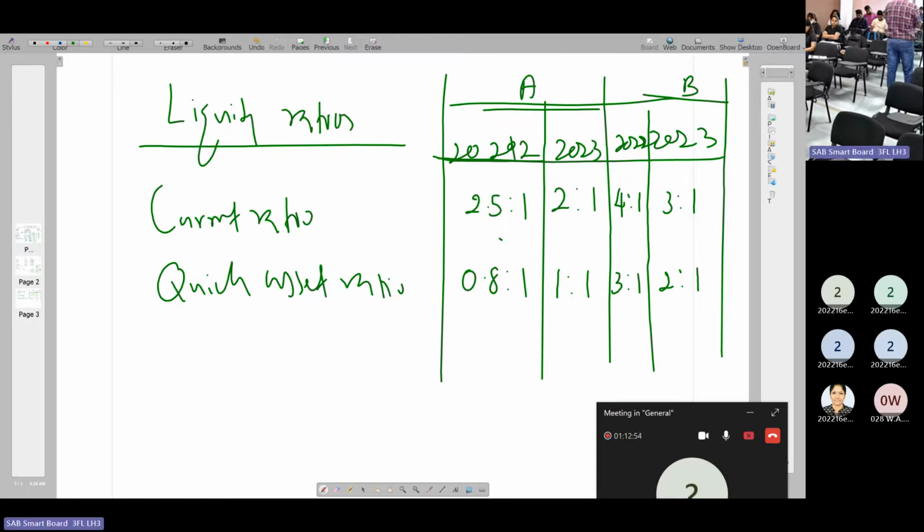Then you are left with cash and cash equivalents and trade receivables. You can compare those two, trade receivables and cash and cash equivalents, against current liabilities. Take a look at the rule of thumb: 1 to 1. Okay, again, company A is in the risky area. Risky, yes.